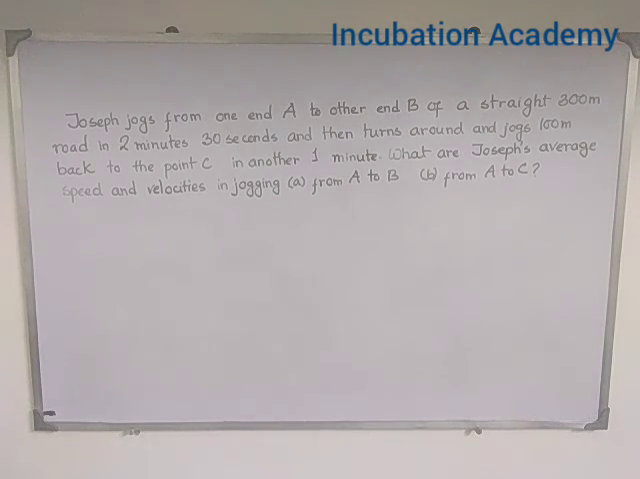Welcome everyone. Joseph jogs from one end, capital A, to the other end, B, of a straight 300-meter road in 2 minutes 30 seconds. Okay, so let us draw this.